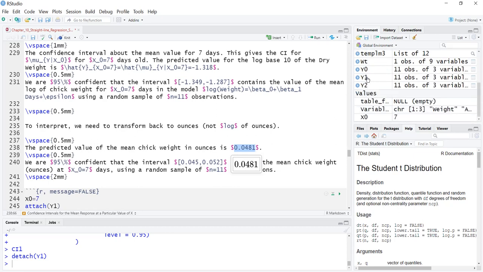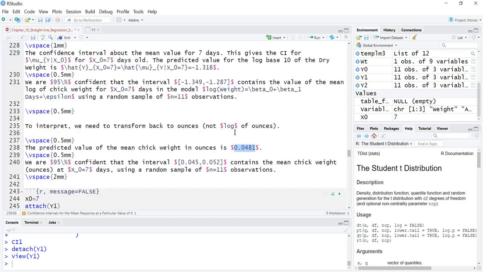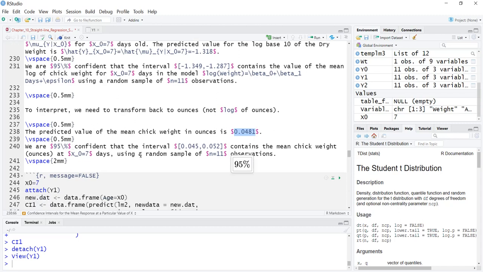Well, let me come over here to Y1 and look at age 7. 0.052 is the value we get for that, and what we got was 0.0481, pretty close, but this is a little bit smaller. Okay, all right. And if you look at your regression line, you'll see that the point is a little bit below the line for this point, for the second point, okay?